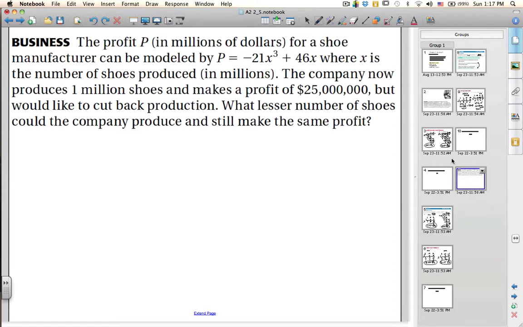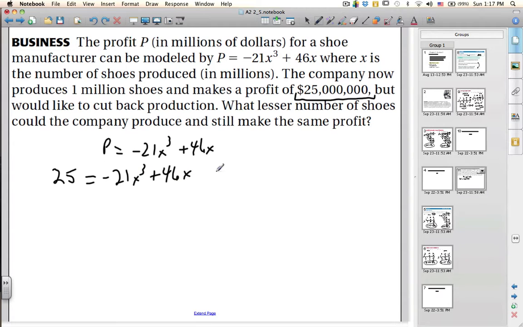Okay, so going back to our original problem, remember the key element we have is profit is equal to negative 21x cubed plus 46x. But we're not interested in any old profit. We're looking for maintaining this profit of 25 million. So I know that 25, this is all in millions, is equal to negative 21x cubed plus 46x. And I want to solve for this, but I notice one of my solutions is 1 million.